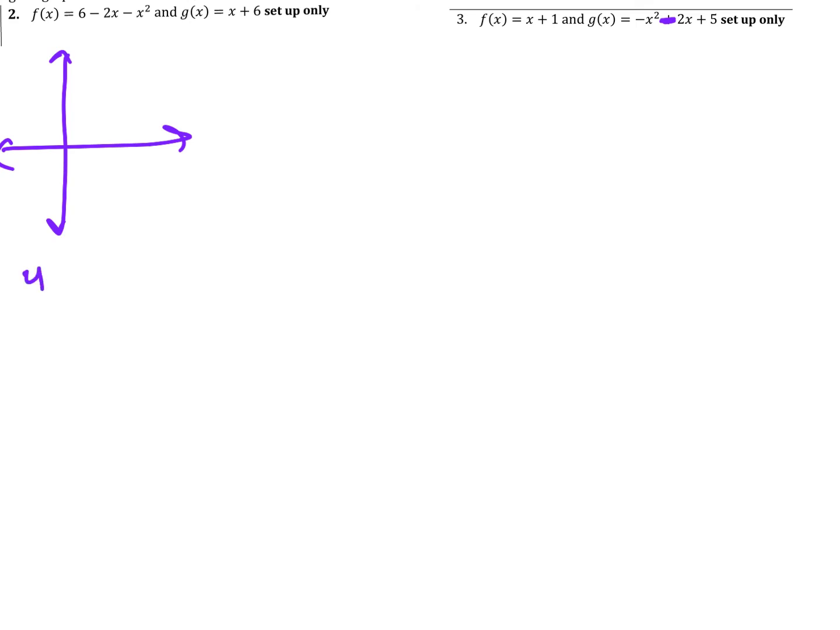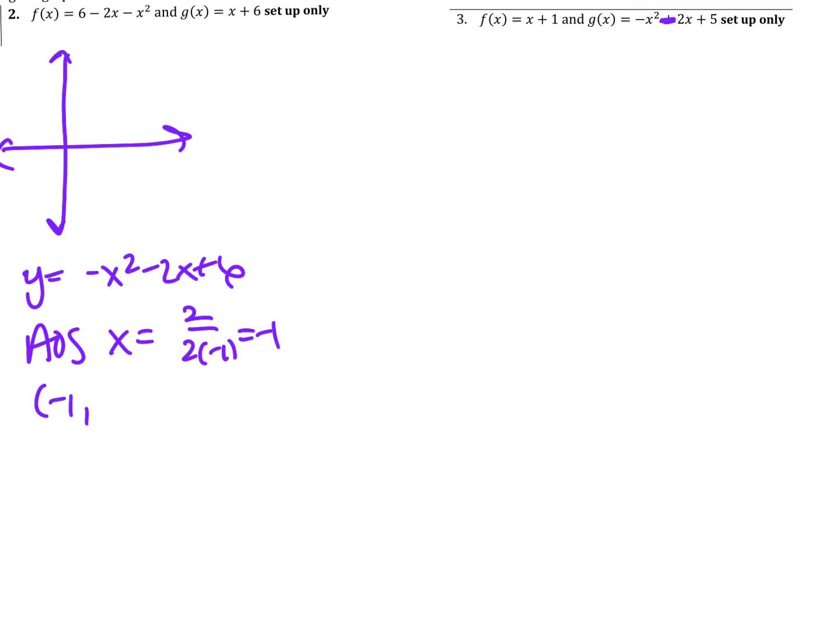we're looking at, I'm going to just write it as y equals negative x squared minus 2x plus 6. The axis of symmetry is going to be x equals 2 over 2 times negative 1, so x equals negative 1. If we plug negative 1 into our quadratic, we get 7. So negative 1, 7 is our vertex. It's opening downward.